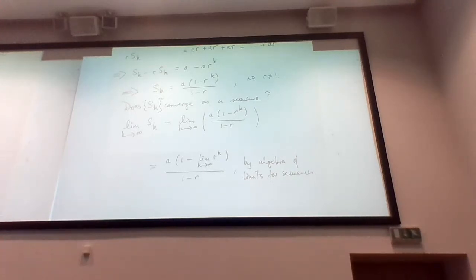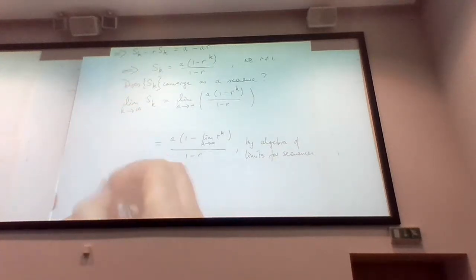We proved a limit of a product was the product of the limits, a limit of a quotient is the quotient of the limits, a limit of a difference is the difference of the limits. Okay, we proved all that, and now we're able to use it. And so now we can judge the convergence straight away.